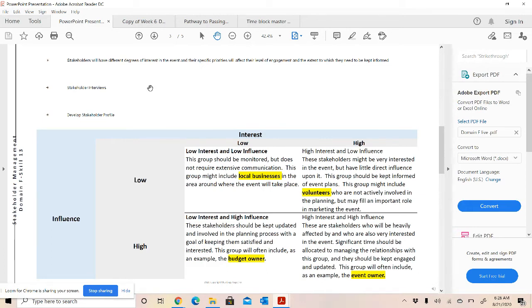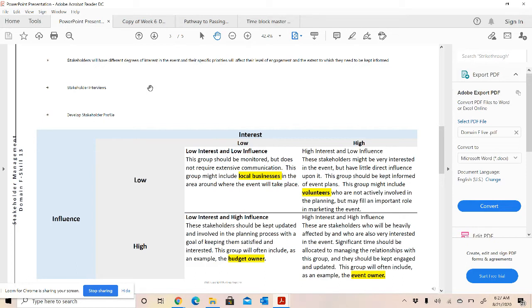Then you have the high influence, high interest, that is where your event owner falls in. So that is somebody that you're going to be keeping updated and included and making sure that they're engaged and staying current, and you're just keeping them communicated and happy the entire time. So you really want to make sure that you understand the different categories and know an example, like who fits in each category. So I have it kind of highlighted for you.